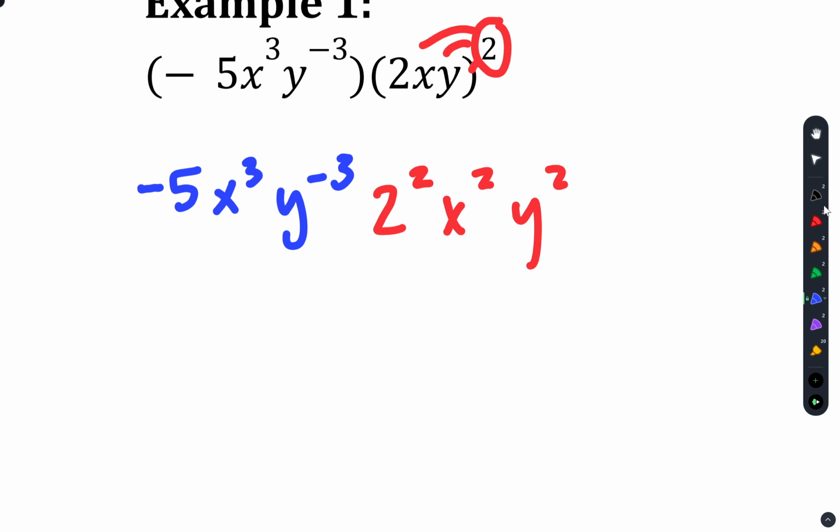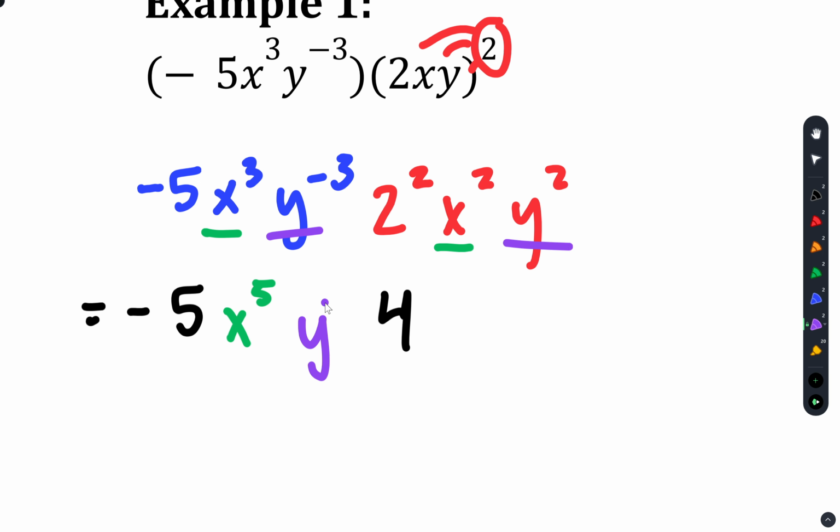So the first thing I'm going to start with is this number raised to an exponent, 2 to the second. I'm going to make that a 4. I got that -5. What can I do with these x's here? How do I combine those? Jaden. We add the exponents. X to the 5th. What about the y's? Same thing? Y to the -1st.